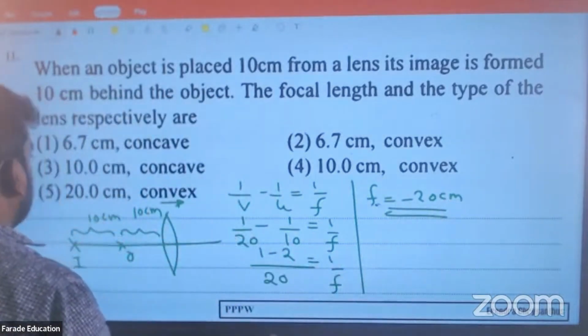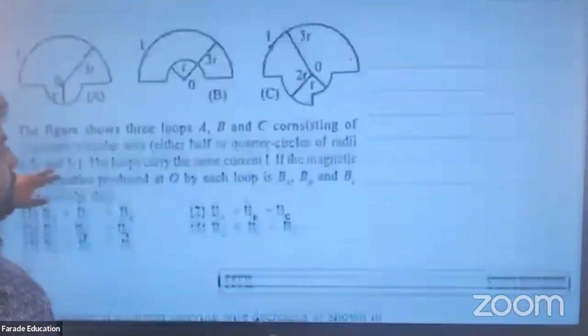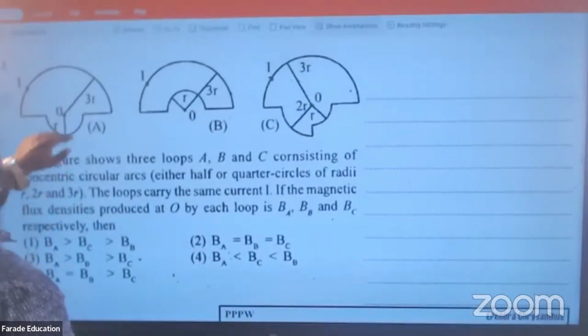So convex lens 20 centimeters, answer number 5. That's very easy. Answer number 5. Right. Biot-Savart theorem.